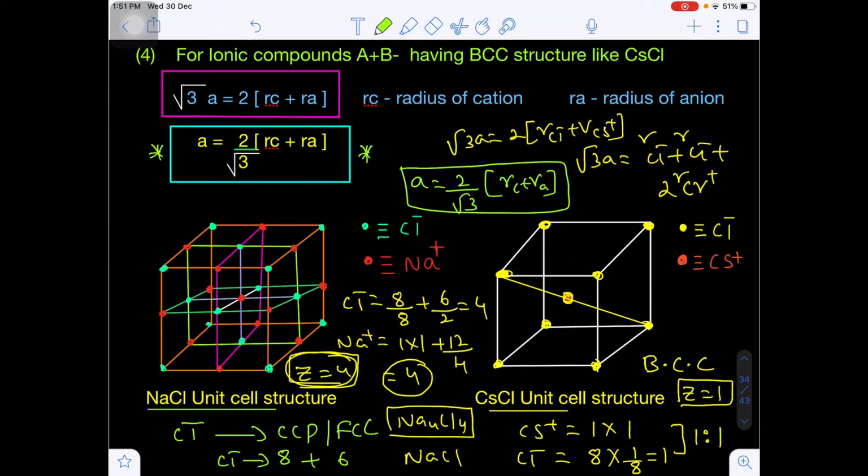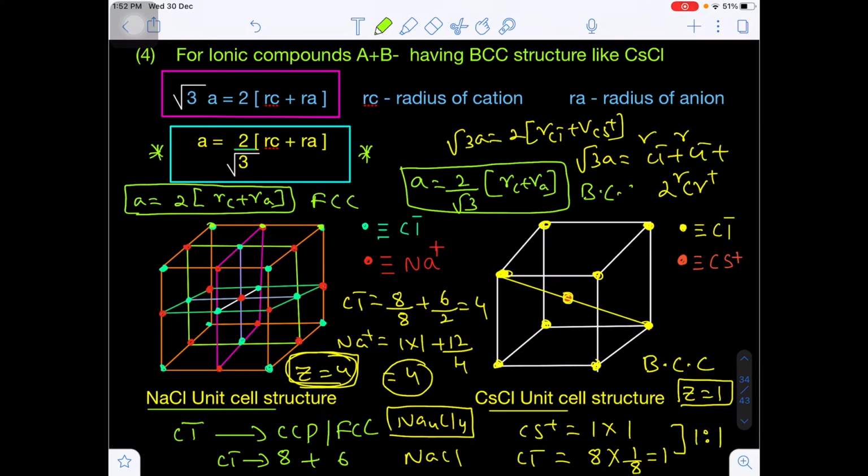And what about the face centered, that means the sodium chloride? In sodium chloride, if you see, two corners will be chloride ions and between them there is a sodium ion. So here the edge length will be equal to 2 into the radius of cation plus the radius of anion. So 2 into radius of cation plus radius of anion will be the edge length, which is regarding the face centered FCC unit cell of ionic crystal, and for the body centered, edge length a is equal to 2 by root 3 times Rc plus Ra.